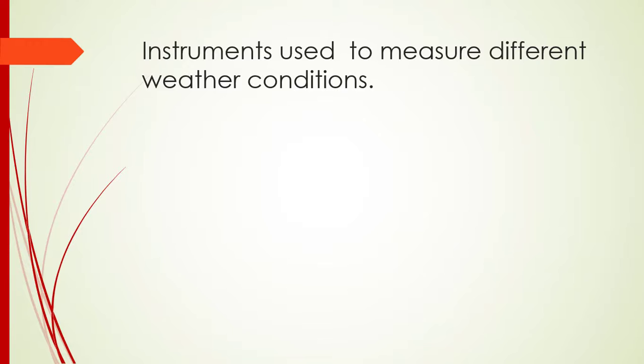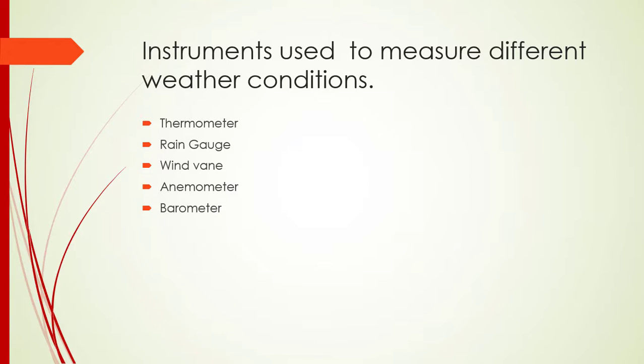Now we are going to study the name of the instruments that are used to measure different weather conditions. Thermometer, rain gauge, wind vane, anemometer, barometer, and hygrometer. Now we will study all these instruments one by one in detail.